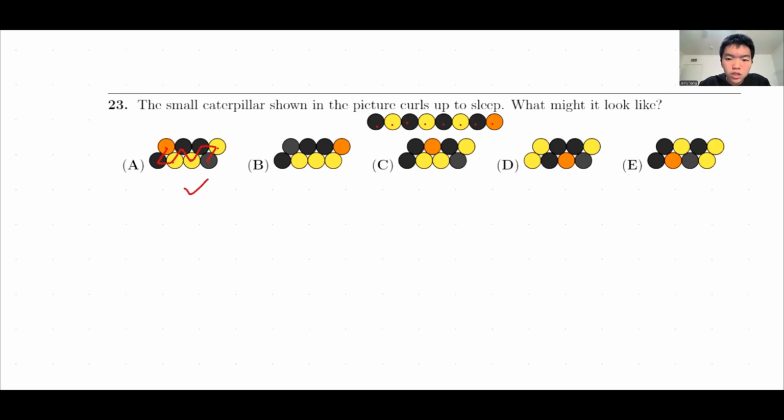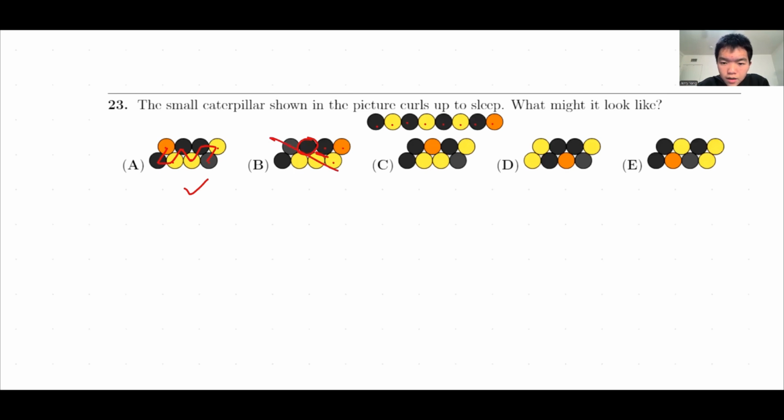We got orange, black, yellow, and then we can't get to the black over here because caterpillars don't work like that. You can't just transcend this segment of the caterpillar. So we know that it can't be option B. Option C, let's test it out.